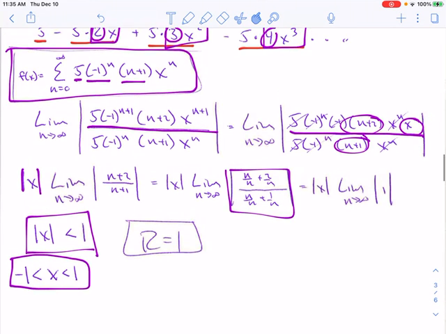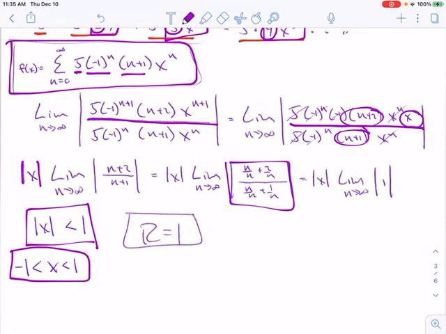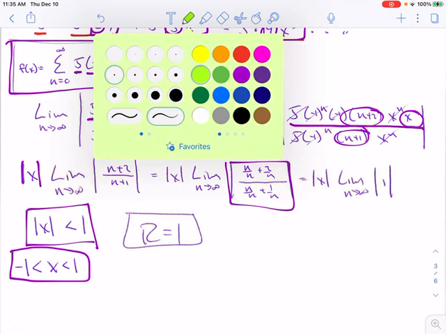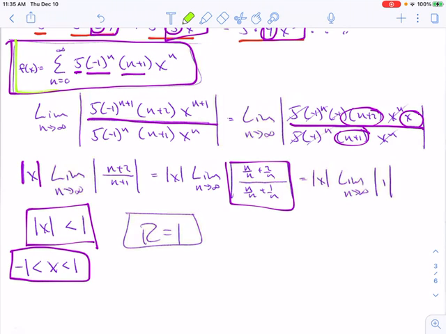We would need to go back into our power series, which is right here now, and test for x equals 1 and x equals -1 to determine whether it converges or diverges at those points. I will leave that up to you to do. But the radius of convergence is r equals 1.